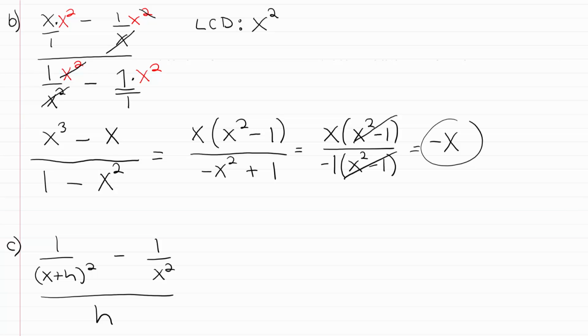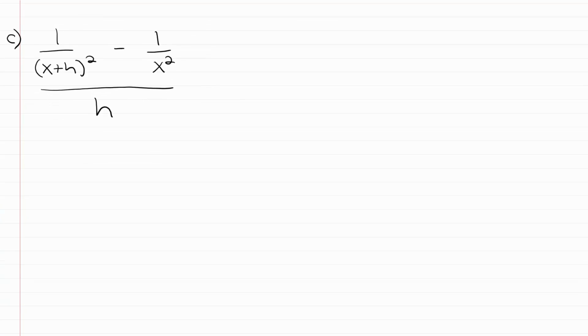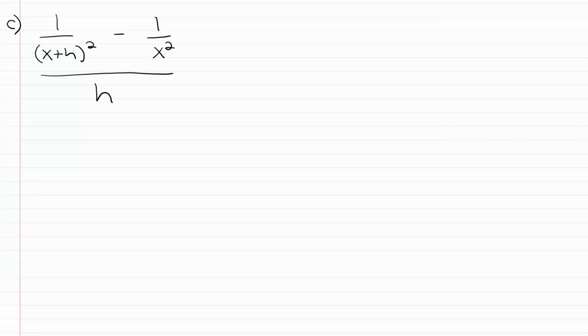All right, so let's look at the last example, example C here. So the LCD here is a little more involved. Remember, this h is h over 1, so it has a denominator of just 1. That means the LCD for the overall fraction is going to be this factor, x plus h quantity squared, and x squared multiplied together. So that's your LCD. We need to multiply every fraction in the complex fraction by that denominator.